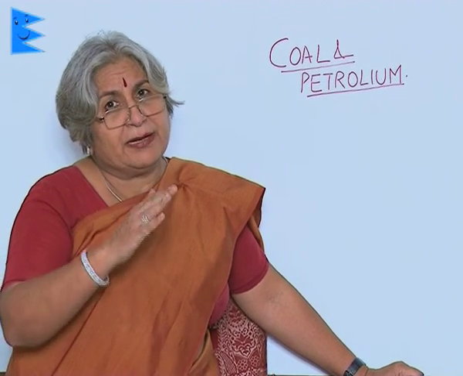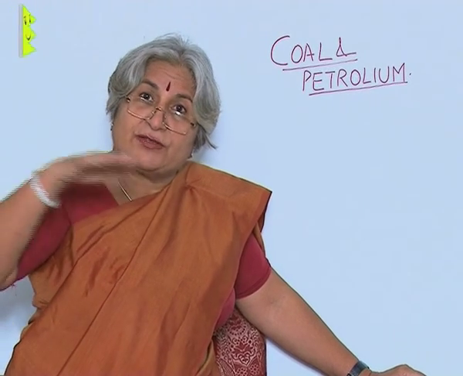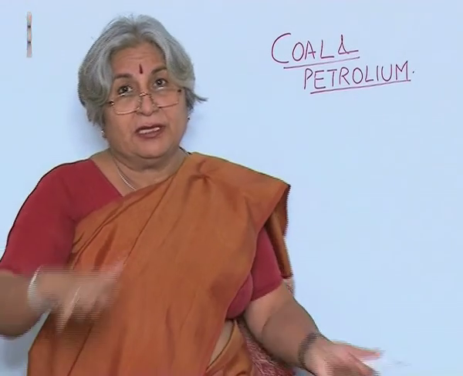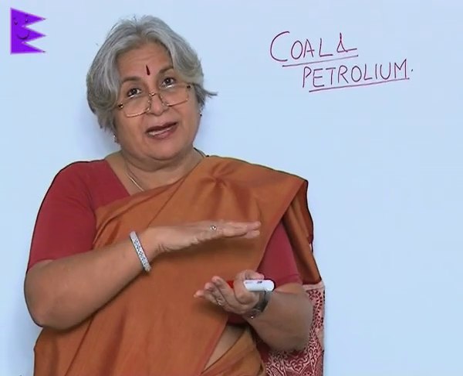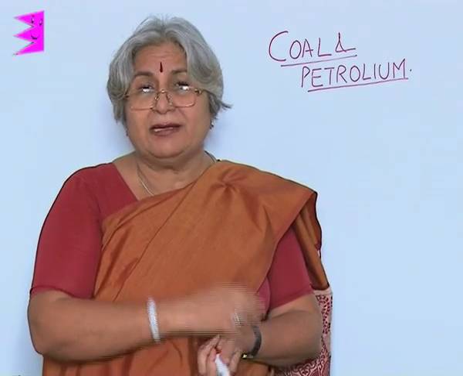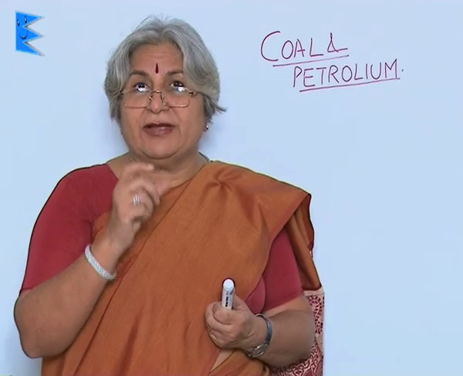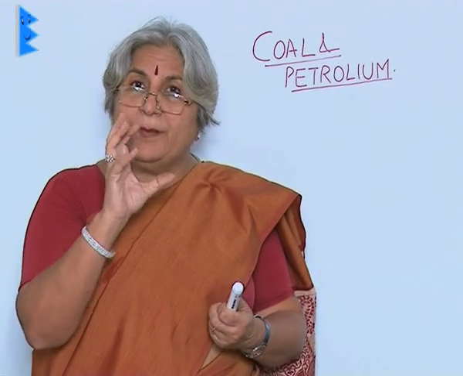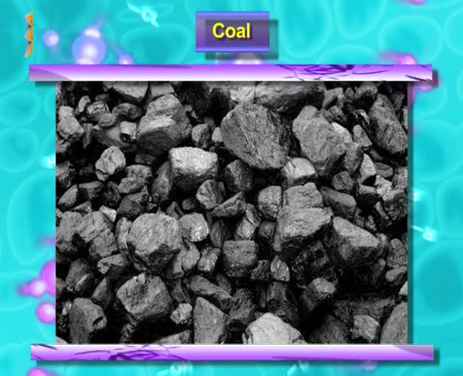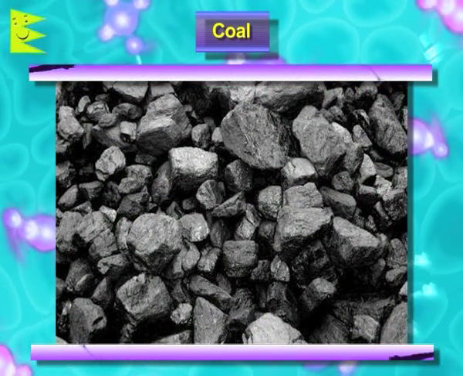They go deeper and deeper, and as they go deep, the temperature keeps rising, and because so much soil is being poured over it, there is also a lot of pressure. The dead plants are getting compressed. Due to this high temperature and pressure, the vegetation changes into a black colored solid mass, and that is what is coal. Now coal is nothing but carbon.